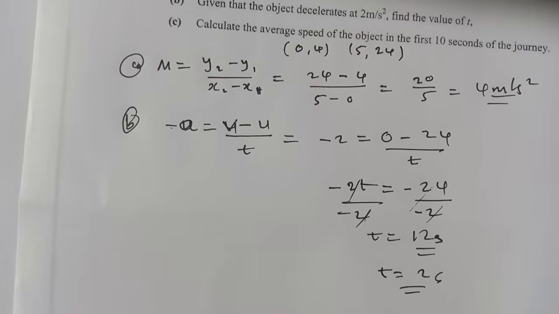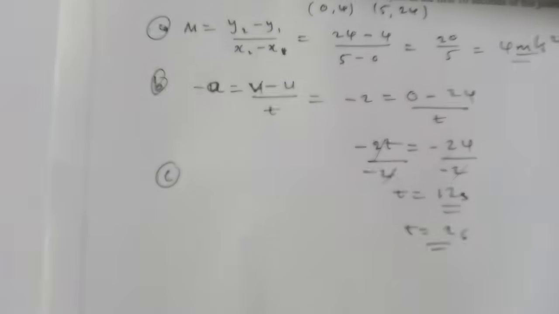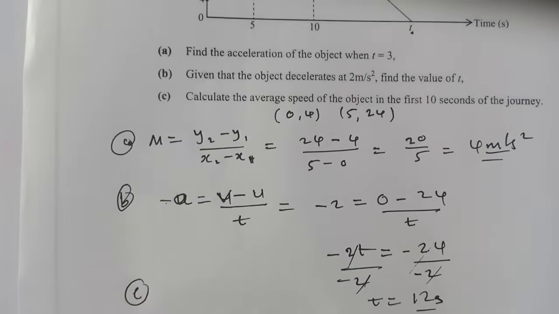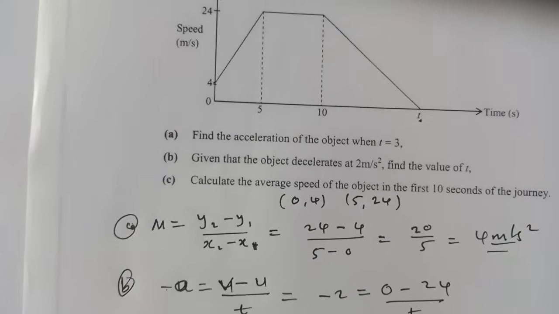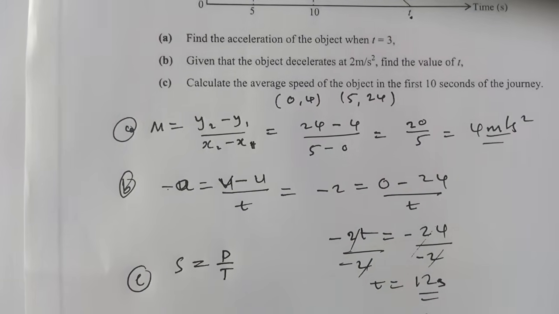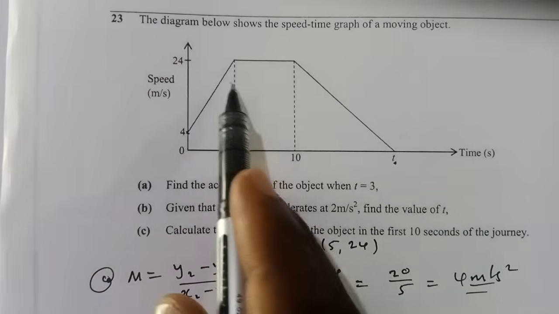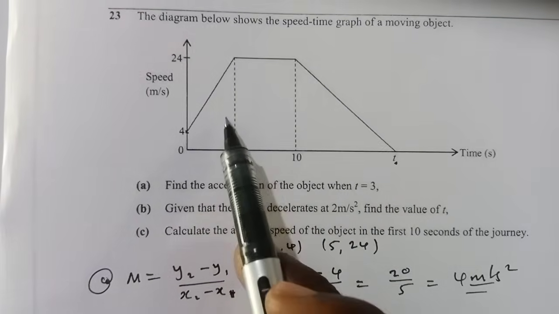We go to question C. Here they want us to find the average speed of the object in the first 10 seconds. So you check the shapes which are there, because speed is equal to distance over time. So our duty is to find the distance. We have two shapes involved. There is a rectangle and there is a trapezium.